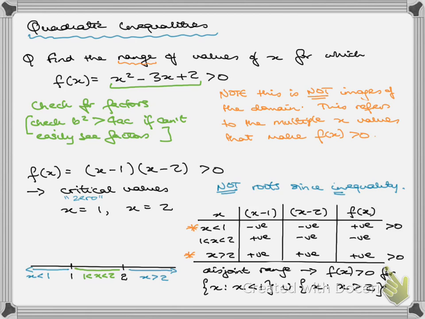The thing is, f of x is a quadratic with a minimum point. How do we know it has a minimum point? Because the coefficient of x squared is positive. We also know that it's going to cross the x-axis at the critical values at 1 and 2.